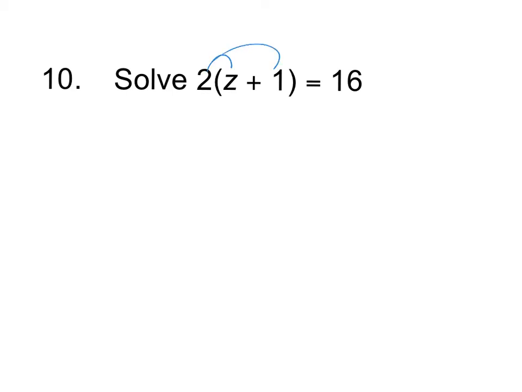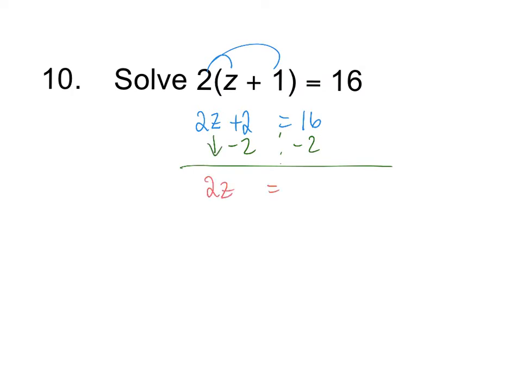We're going to distribute first. You get 2z plus 2 is equal to 16. Undo what's being done. You're going to minus 2 to both sides. And you get 2z is equal to 14. Divide by 2 on both sides. And you get that z is equal to 7. Check your work. 7 plus 1 is 8. 2 times 8 is 16, so you know it's correct.